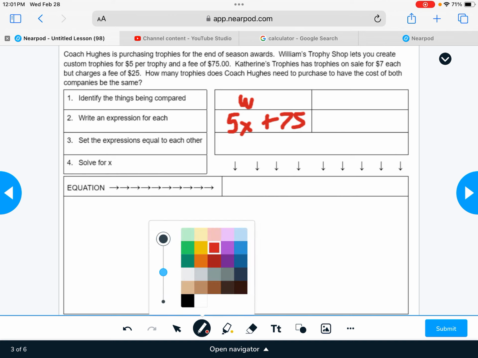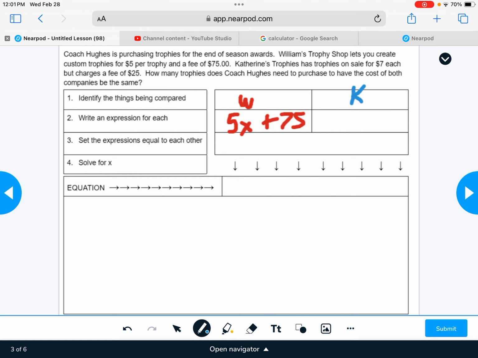He's got another choice, though. He's got Catherine's trophies. I'm going to put a K for Catherine's. Notice those trophies are on sale for $7 each, and they charge a fee of $25. Hang on, if each trophy is $7, then that's going to be 7x, because again, I don't know how many kids are getting trophies. That's something he's going to have to figure out. But what I do know for sure is that the $25 fee is going to be added to the cost of those items, okay?